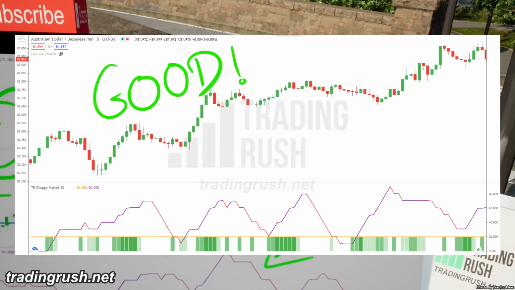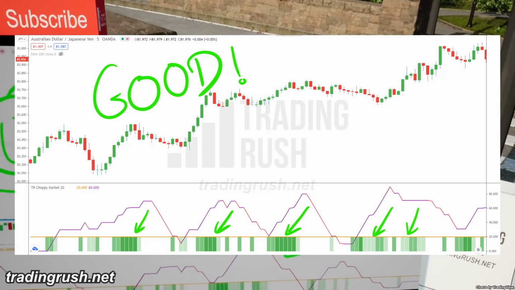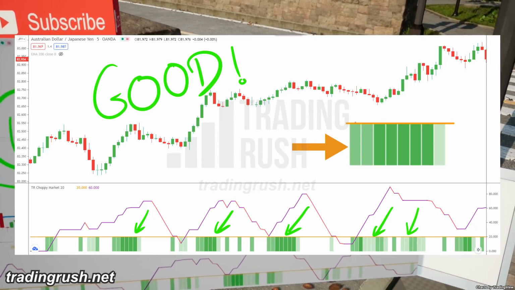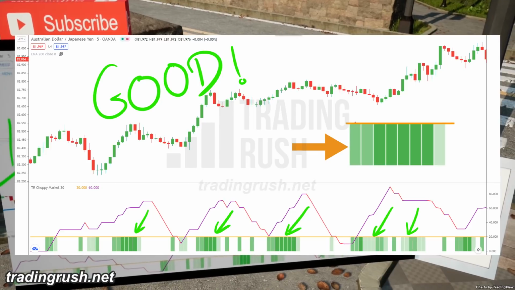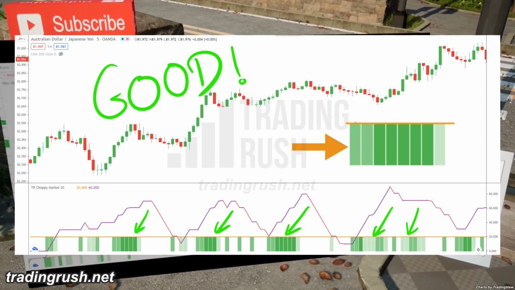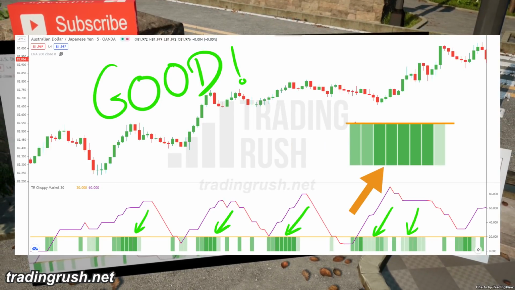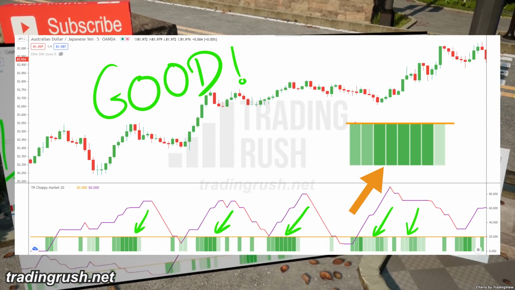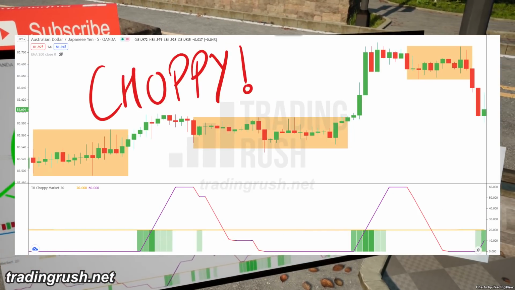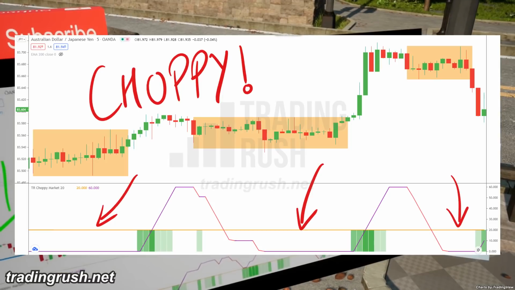When the price movement is good, the Trading Rush Choppy Market will indicate it with light green bars. When the price movement is extremely good, it will indicate it with dark green bars. However, if the price movement is choppy, the green bars will simply disappear.